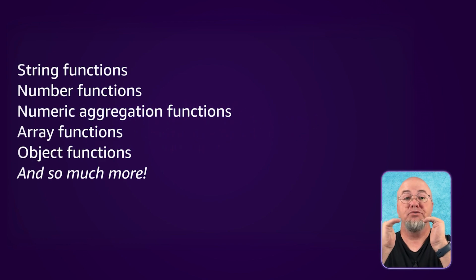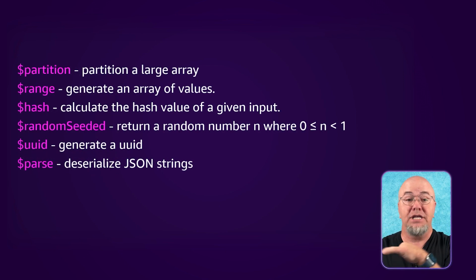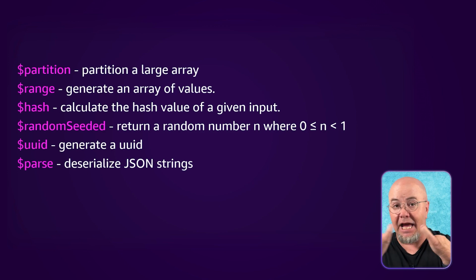With JSONata, you also get the JSONata native functions: string functions, number functions, numeric aggregation functions, array functions, object functions, on and on and on. I can list a whole bunch. But you also get some functions that replace the intrinsic functions that were in JSONPath for AWS Step Functions. For example, partition gives you a partition of a large array. You can get range, which generates an array of values. Hash to calculate the hash value of a given input. Random seeded for a random number. You can use uuid to generate a UUID, and then parse to deserialize JSON strings. So that gives you all the power of the intrinsic functions built right into JSONata.